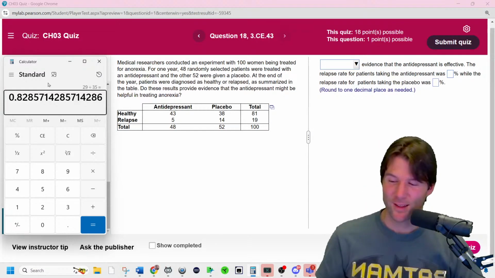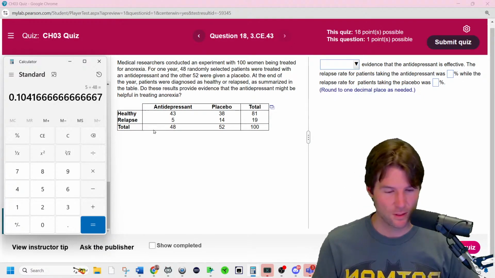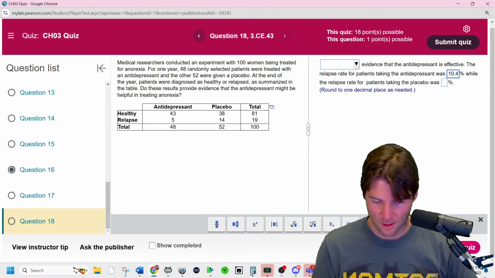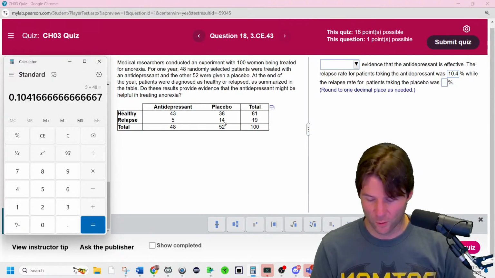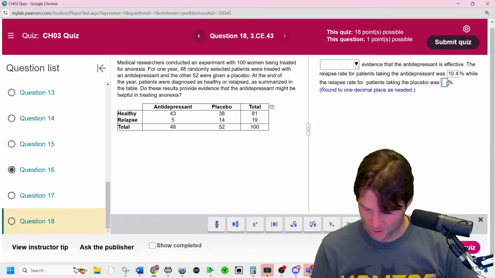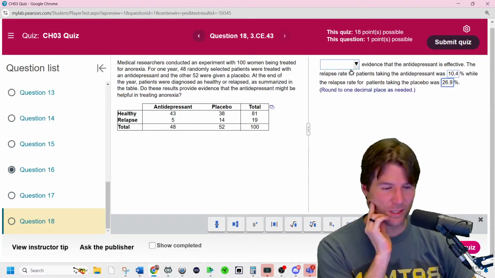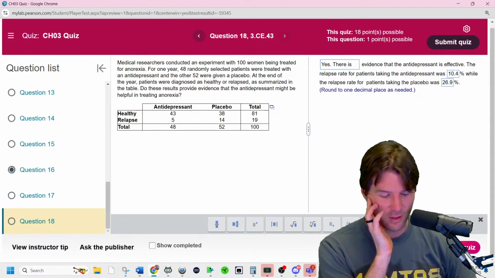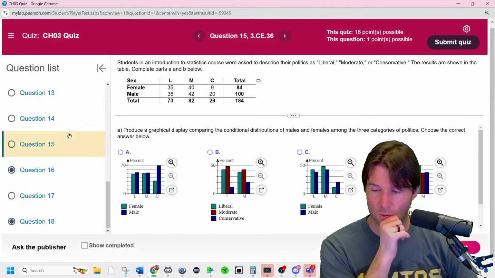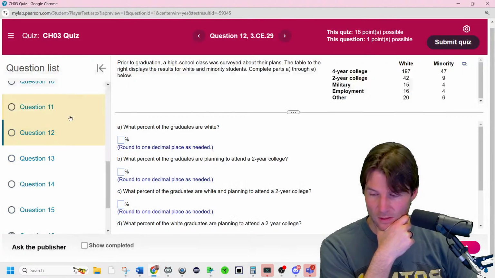The answer is, with the antidepressant, 5 out of 48 relapsed, 10.4%. And the relapse rate on the antidepressant was 10.4%. And then over here, we have 14 relapse out of the 52, and that's 26.9%. And that looks like a big difference because it's a difference of like 16, 17%. I'd say there is evidence of an association. If the two values are a lot closer, we do not have evidence of association. These are annoying questions. They can just take a while to calculate things.